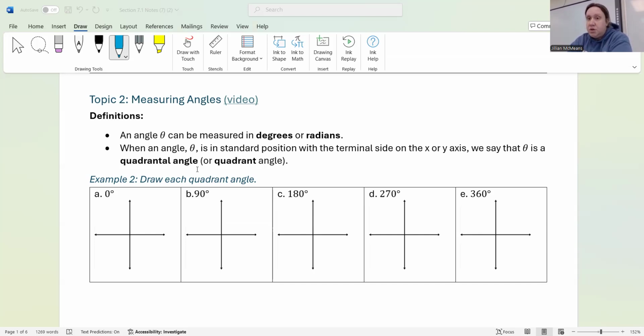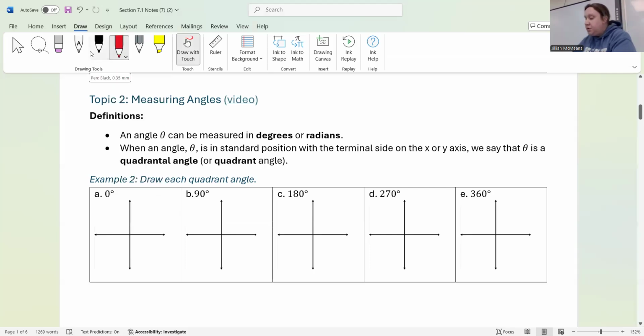Before we get into measuring specific angles, let's understand what these quadrant angles are, because it'll give us an idea of the different sizes of angles that you can see. For these quadrant angles, the terminal side is always going to land on the positive or negative x or y axis, okay? So let's go ahead and start drawing these angles. Let's do them in red.